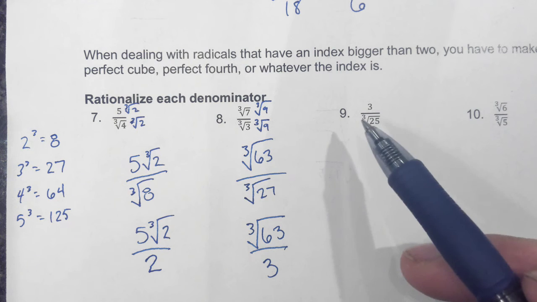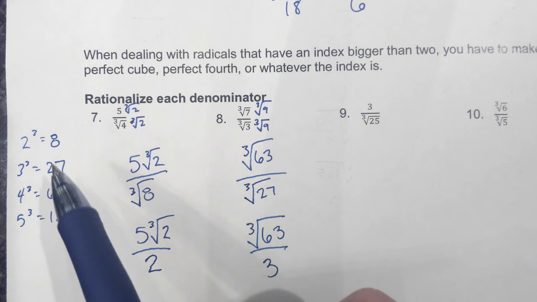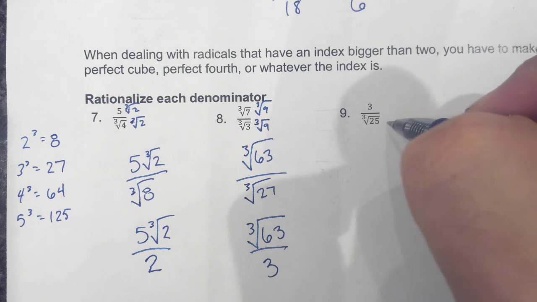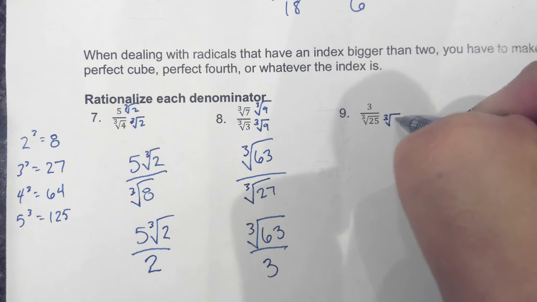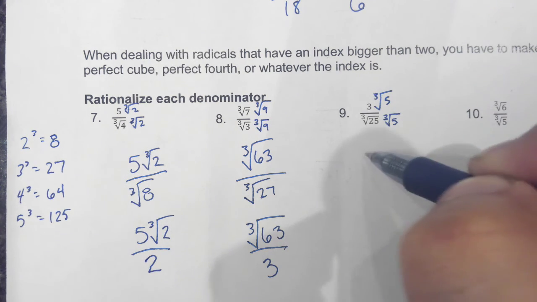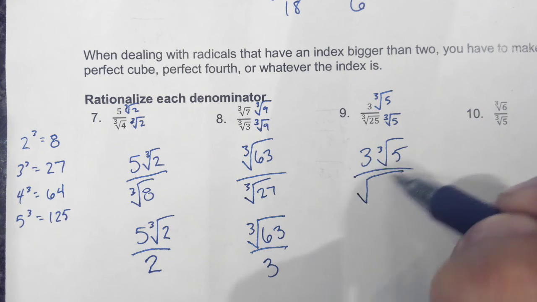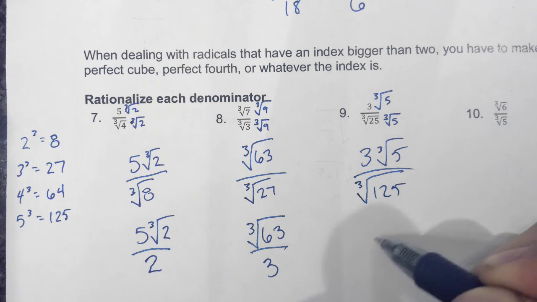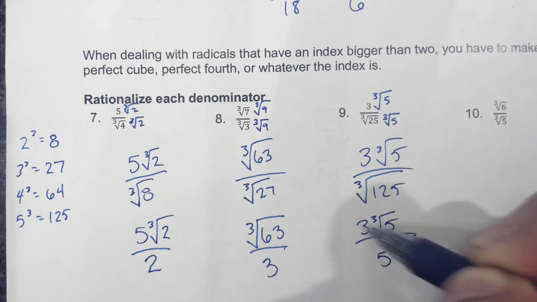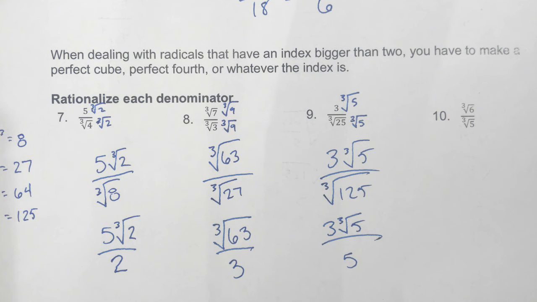Number 9, what's the closest perfect cube I can make? Can I make it into 8? Definitely not. 27, no. 64, no. 125. So I have to multiply by the cube root of 5 to the top and bottom. So that gives me 3 cube roots of 5. On bottom, the cube root of 125, which is 5. So I have 3 cube roots of 5 over 5. Again, it doesn't reduce any further. If you want to try 10 on your own, go ahead and do that.